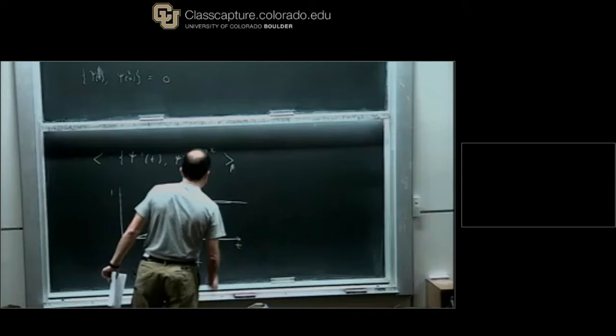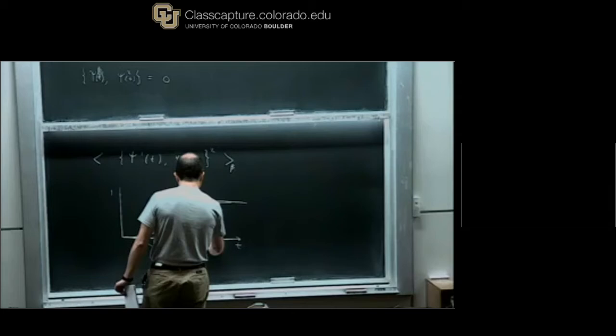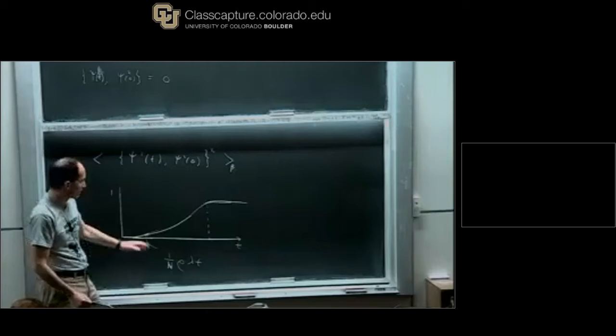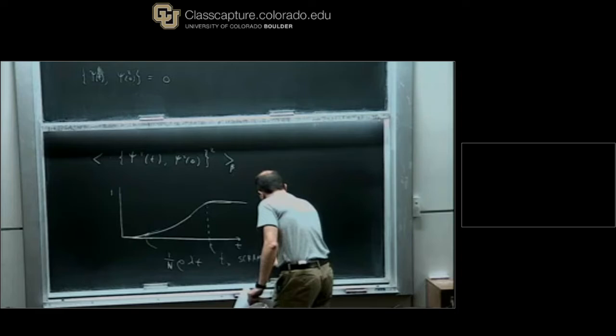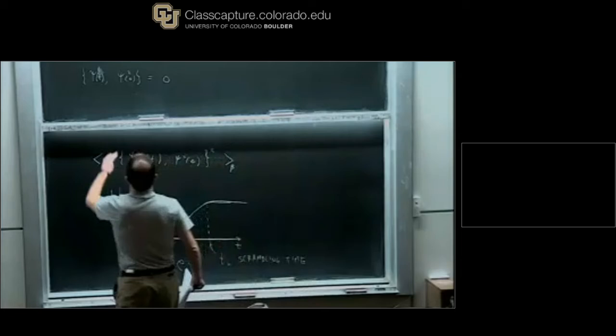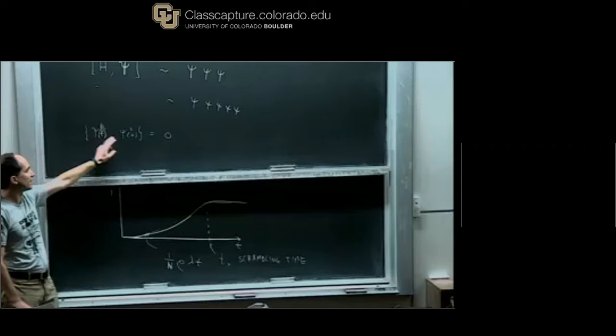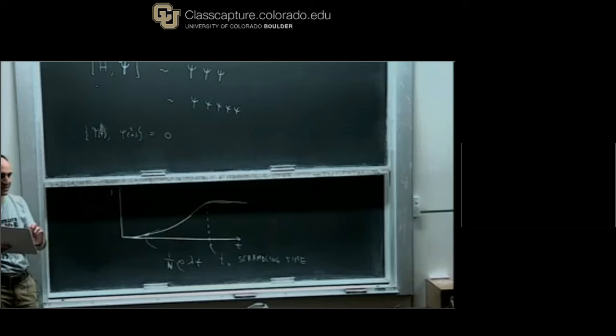We'll be a little more precise. This saturation point happens when this whole expression becomes order 1. That's one way to estimate where this point is. This time is sometimes called t star, or the scrambling time. At this time, this operator has become so complicated that the anti-commutator with any simple operator will be of order 1. So somehow the effects of this operator have spread throughout the system.